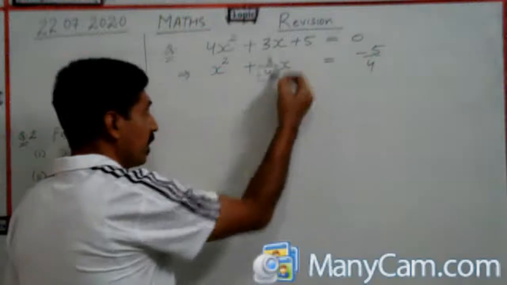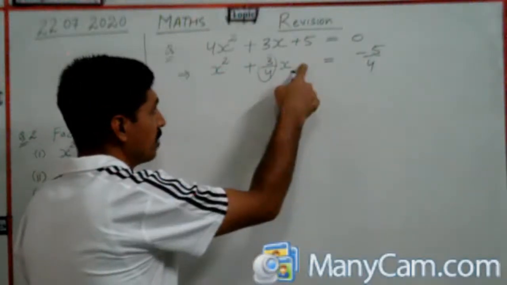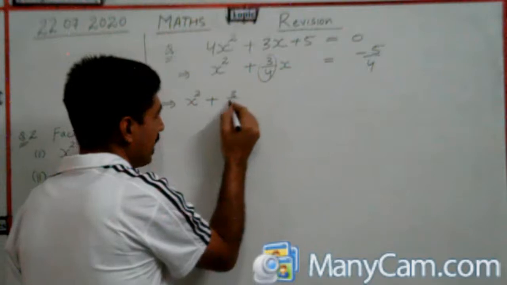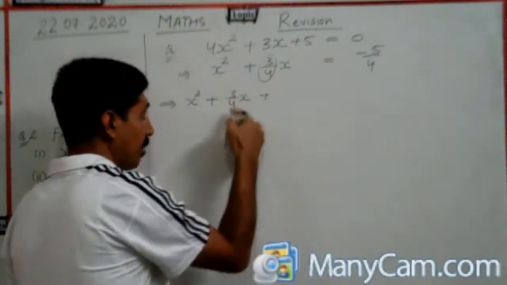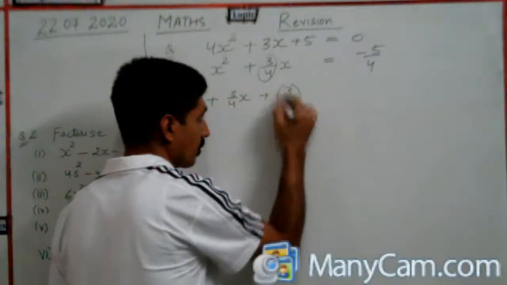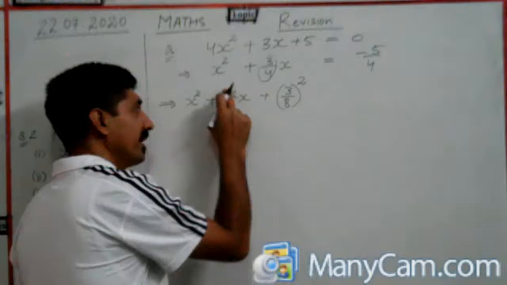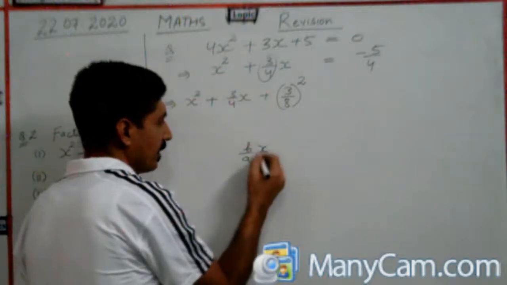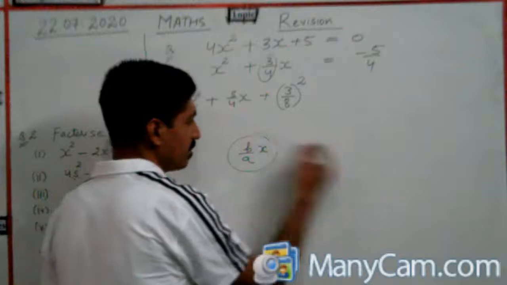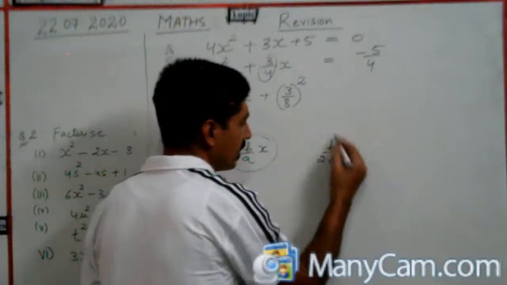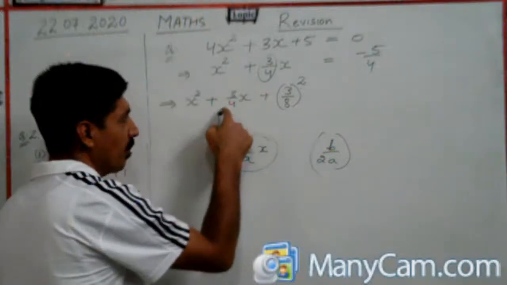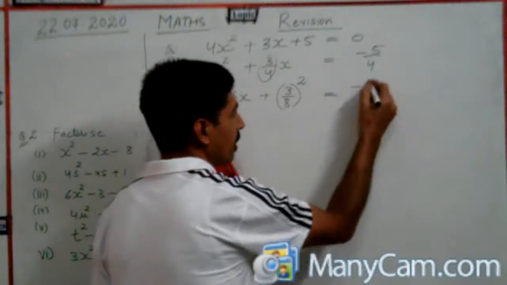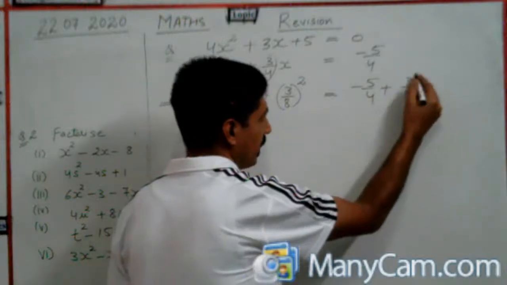So the coefficient of x is what? 3 by 4. In this way, we are adding both sides. This implies that x square plus 3 by 4x plus 3 by 8 whole square. What we are doing? We are taking the coefficient of x in terms of b upon a. Right? So here we are writing that the value of b upon twice of a, 3 upon 8. Right? So here 3 upon 8, this is the completing square method. So here we are writing 3 upon 8 both sides.